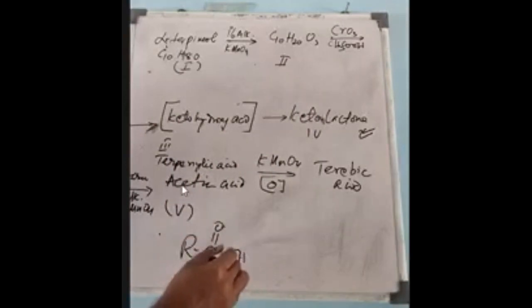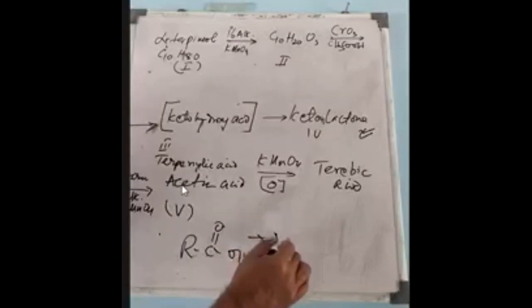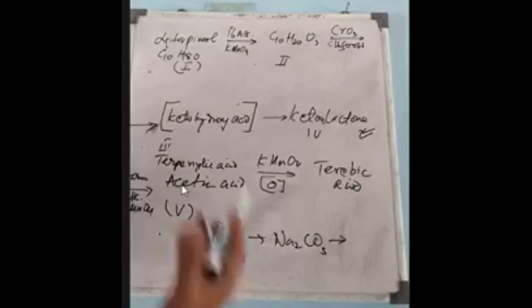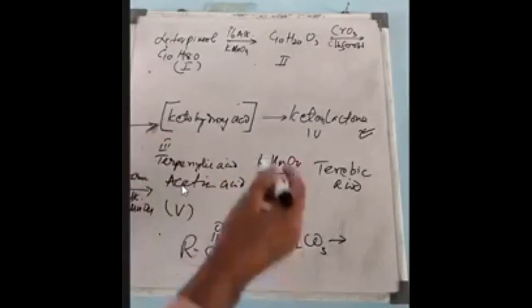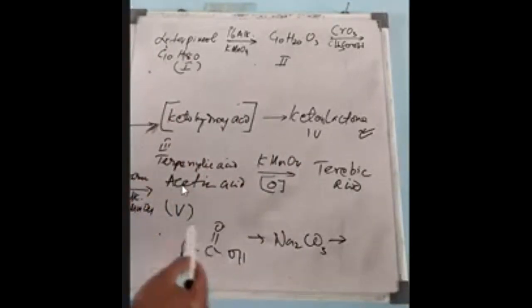You see, this is the general reaction of all carboxylic acids, if they contain this group: if they are treated with sodium carbonate, effervescence always takes place. Bubbles are produced, and those bubbles are produced due to the formation of carbon dioxide. Sodium carboxylate will be obtained, plus carbon dioxide will be removed. So this is the common reaction.